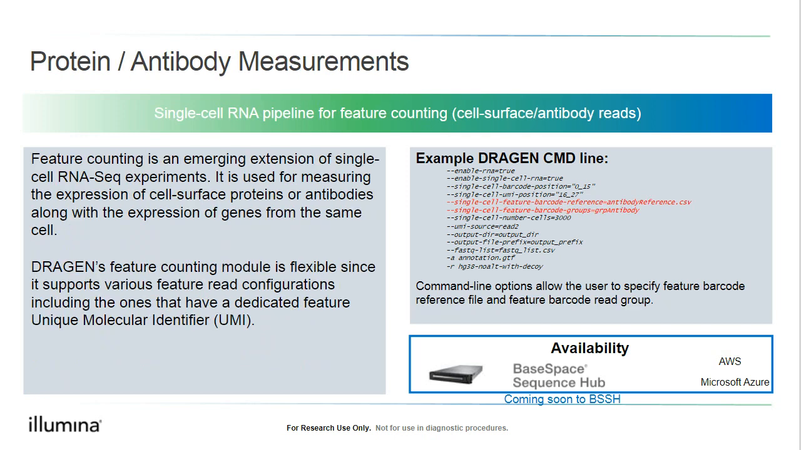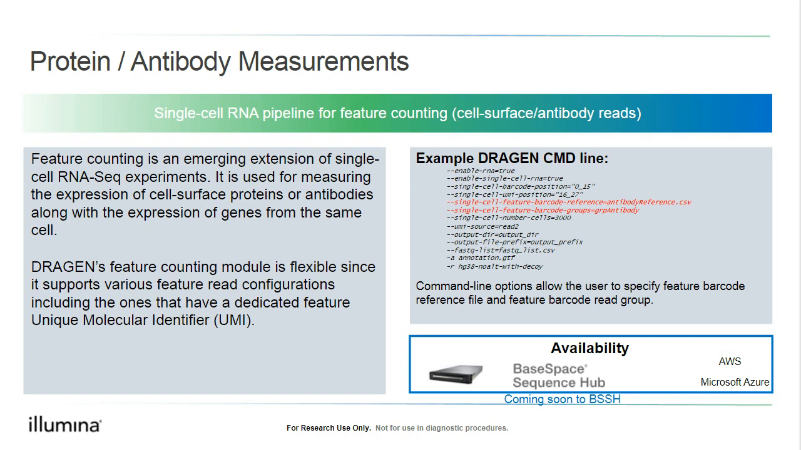Another feature that is emerging, or another aspect in single cell RNA, is feature counting, and that is again something that is an emerging area. So we are now introducing that in DRAGEN, and what it essentially does is it measures the expression of cell surface proteins or antibodies along with the expression of genes on the same cell. And this feature is now available in DRAGEN, and it is fairly flexible, where you can bring in various read configurations that you have in your experiment, but it also has support for UMIs as well.